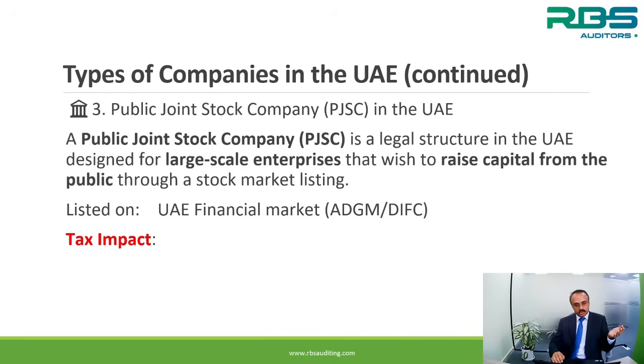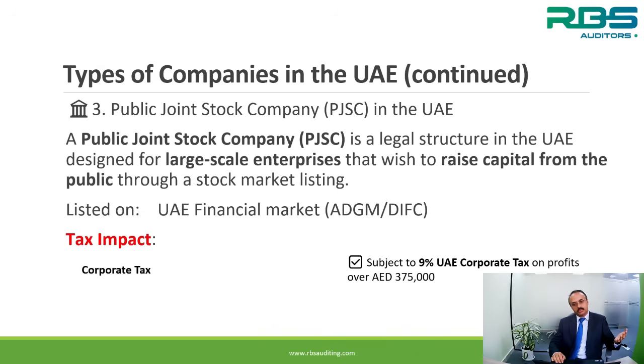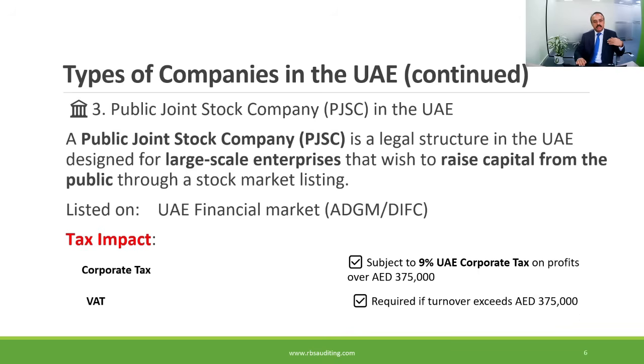The third company type is public joint stock companies, like PJSC. That means it has raised funds in one of the markets like ADGM or DIFC, one of the global stock exchanges, to raise money from the public through stock market listing. And what is the tax impact? It's subject to 9% UAE corporate tax on profit over 375,000. VAT applies again when turnover exceeds 375,000.